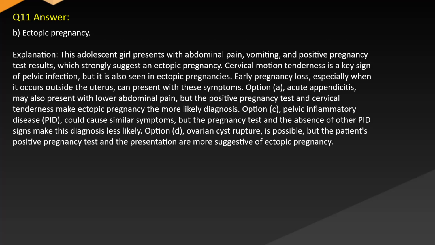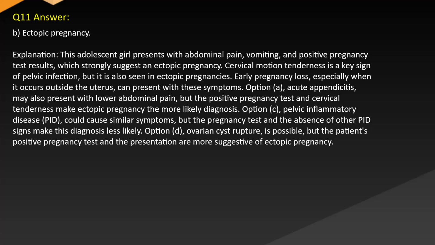Answer. B. Ectopic pregnancy. Explanation. This adolescent girl presents with abdominal pain, vomiting, and positive pregnancy test results, which strongly suggest an ectopic pregnancy. Cervical motion tenderness is a key sign of pelvic infection, but it is also seen in ectopic pregnancies. Early pregnancy loss, especially when it occurs outside the uterus, can present with these symptoms.